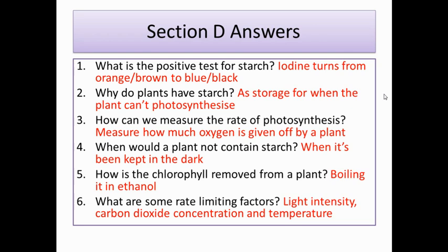When would a plant not contain starch? Well, when it's used all of its stores, so when it's being kept in the dark. How is chlorophyll removed from a plant? You boil it in ethanol, okay, so that's what removes the green colour from the leaf, the chlorophyll. What are some rate limiting factors? So you could have said light intensity, carbon dioxide concentration, and temperature. Those are all rate limiting factors.